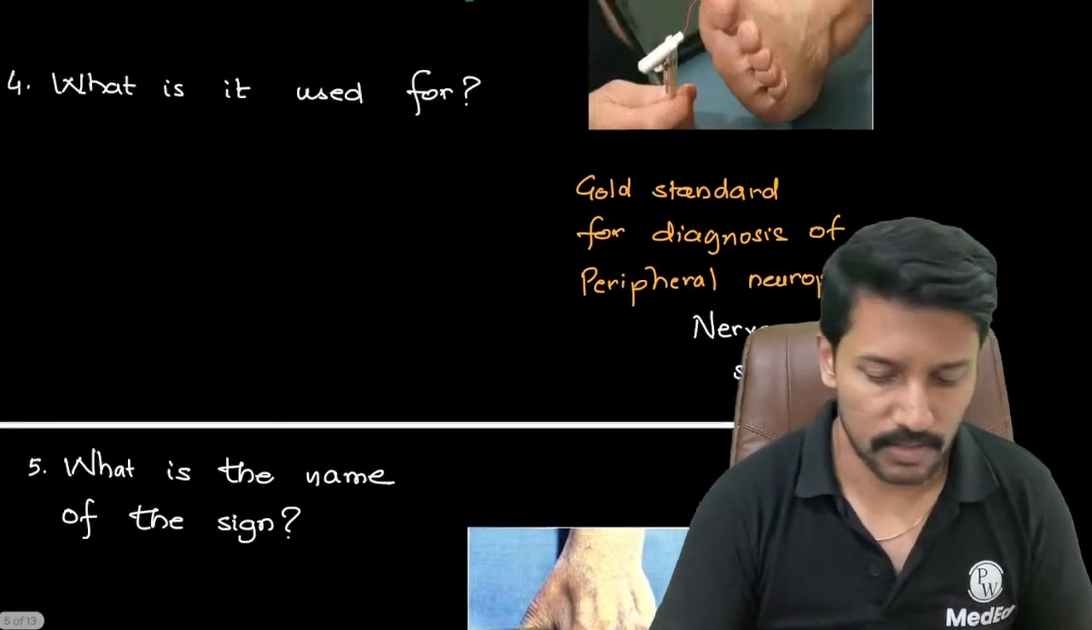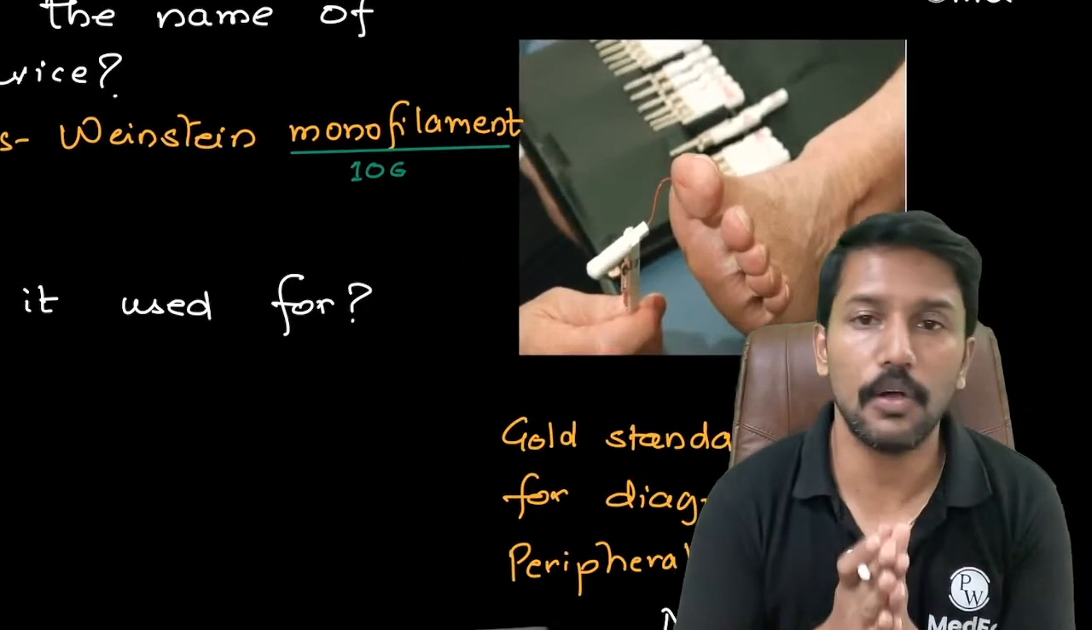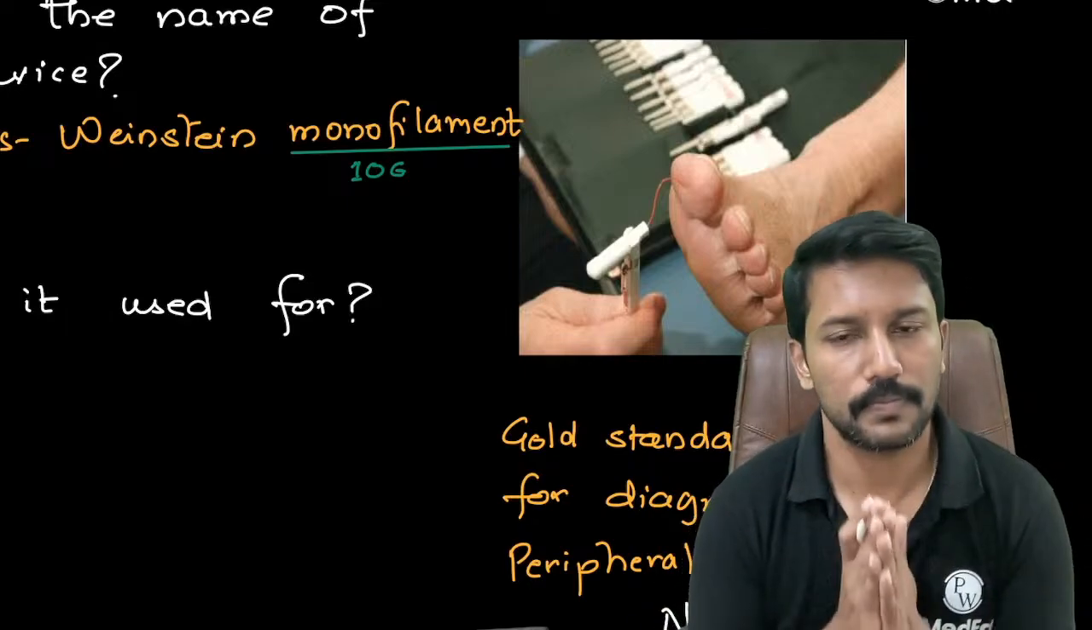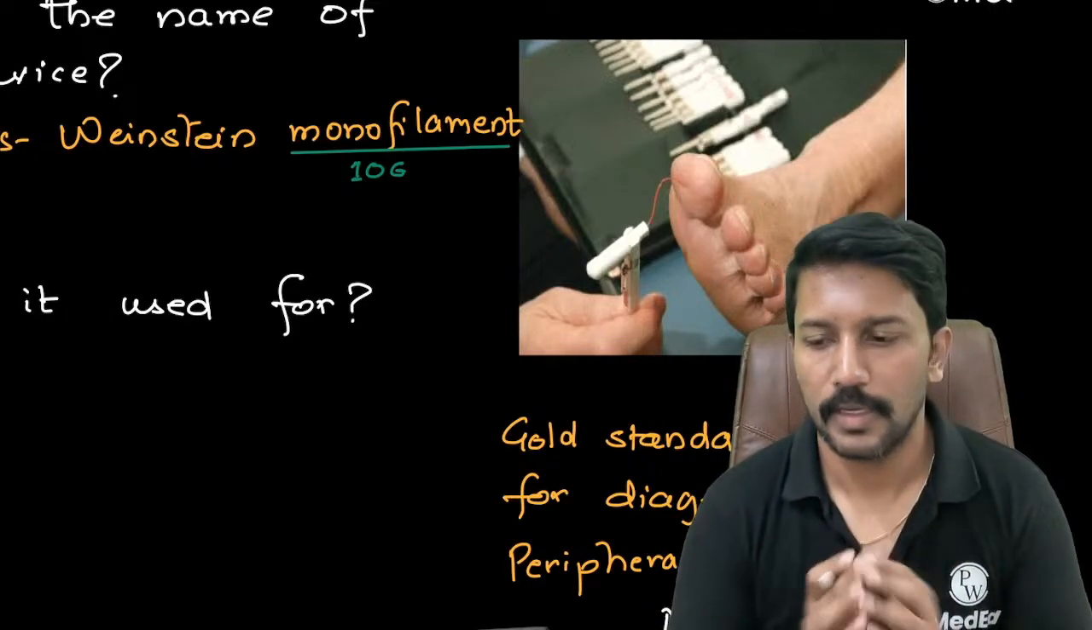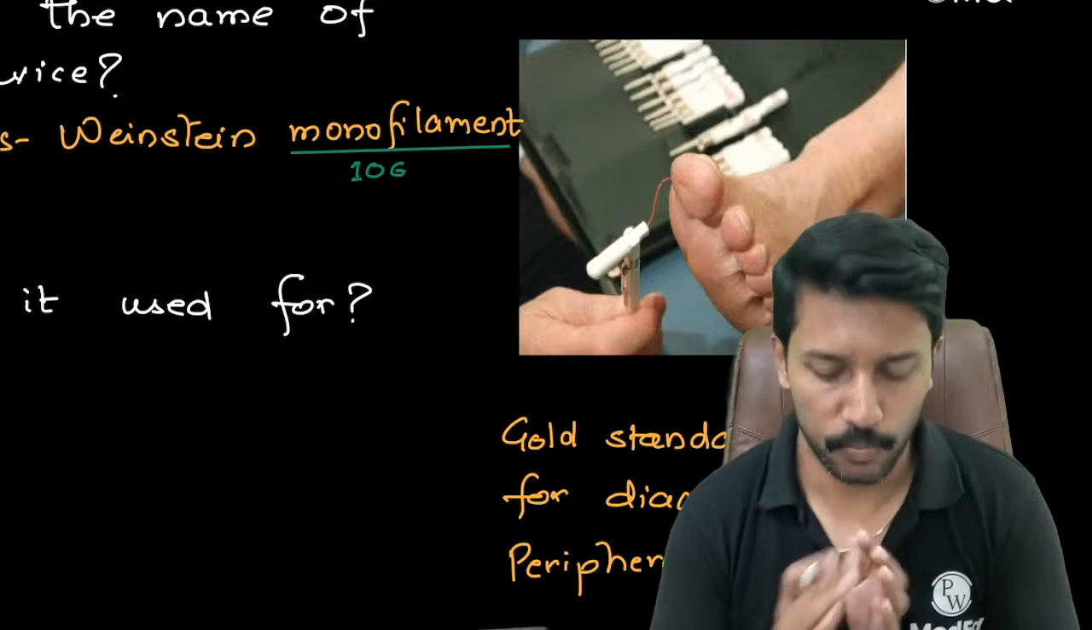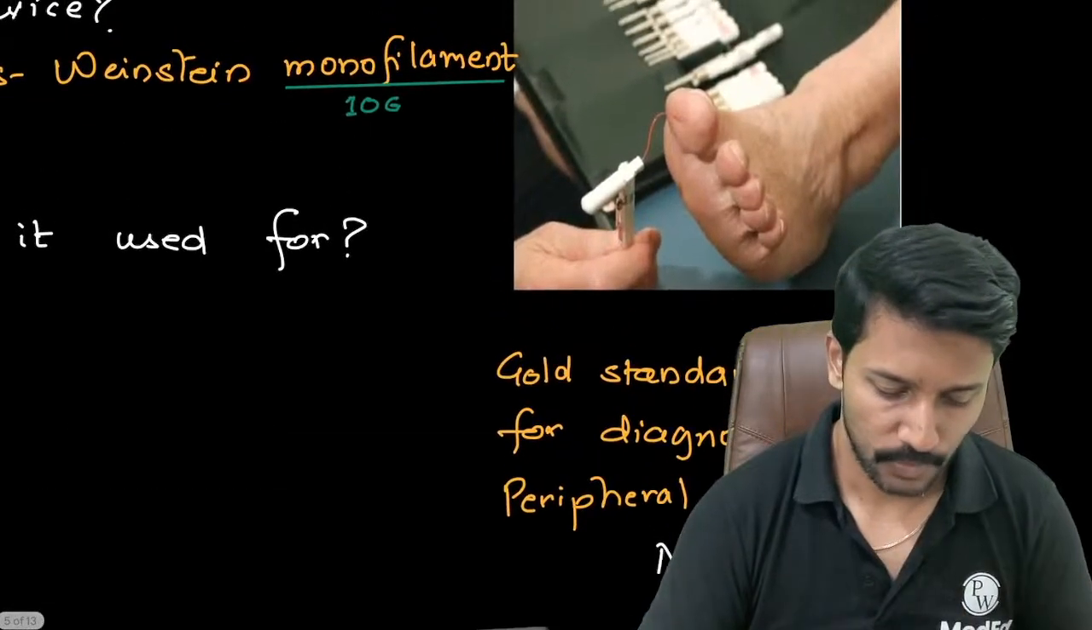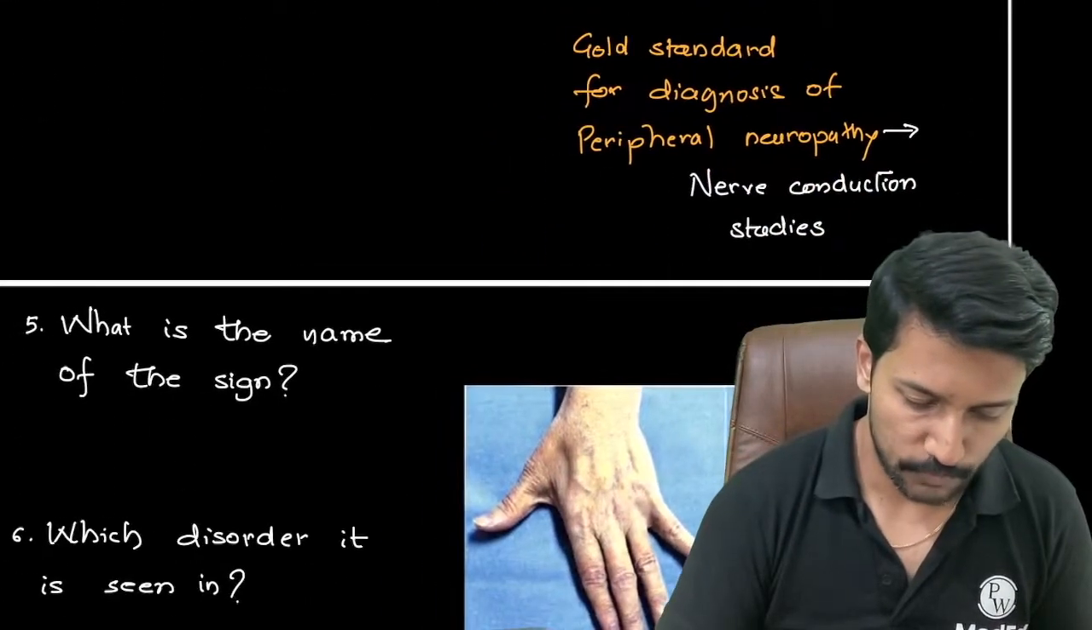Then why are we using this test? Is it used for screening of peripheral neuropathy? No. Then why are we using it? See, what is the most common cause for peripheral neuropathy? Again, one more important MCQ point.